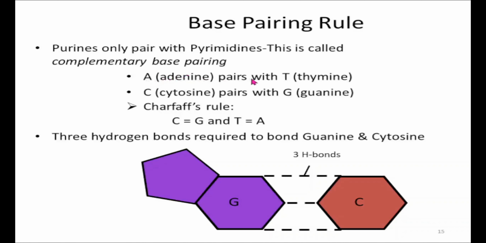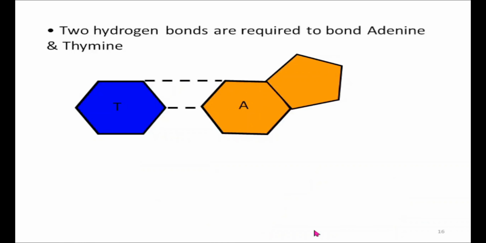For example, adenine pairs with thymine, A with T. Cytosine pairs with guanine, C with G. We call this Chargaff's rule. C with G, T with A. 3 hydrogen bonds are required to bond guanine and cytosine. We said always cytosine with guanine, there will be how many hydrogen bonds? 3. 1 hydrogen bond, 2 and 3. And 2 hydrogen bonds are required to bond adenine and thymine. We said A always pairs with T, thymine. In between, there will be 2 hydrogen bonds.